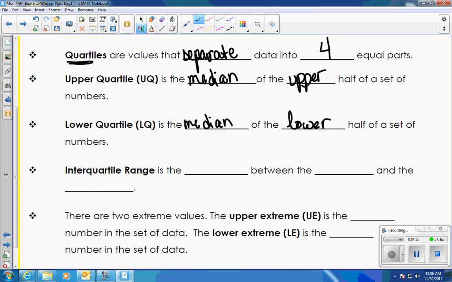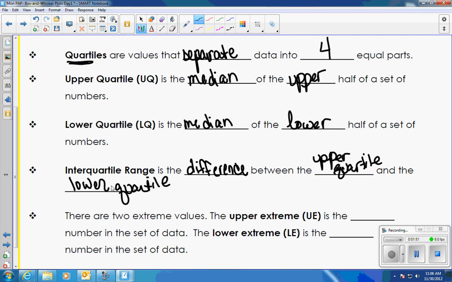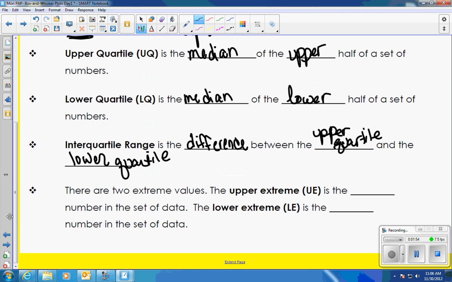The interquartile range is the difference between the upper quartile and the lower quartile. There are two extreme values. The upper extreme is the largest number in the set of data, hence it being called upper, and the lower extreme is the smallest number in the set of data.